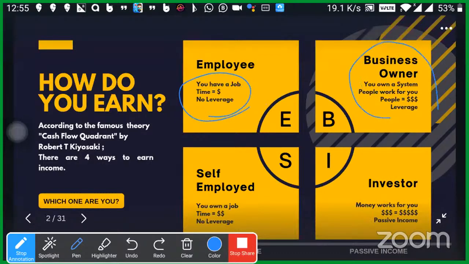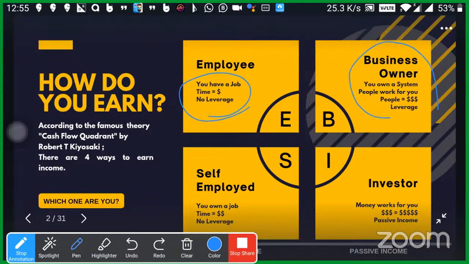A business owner, who is also an employer, owns a system where people work for him, and he multiplies all their time. He leverages it. This is the formula: if you can leverage other people's time, effort, knowledge and skills, then you can earn much more than all the other people.